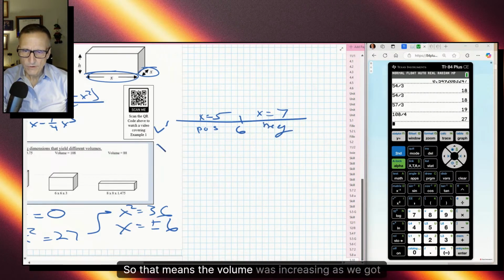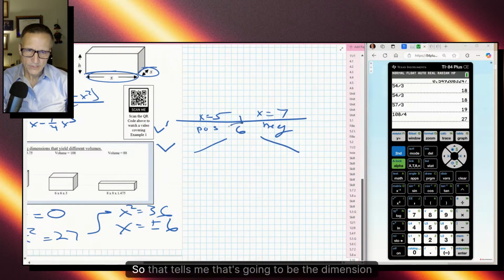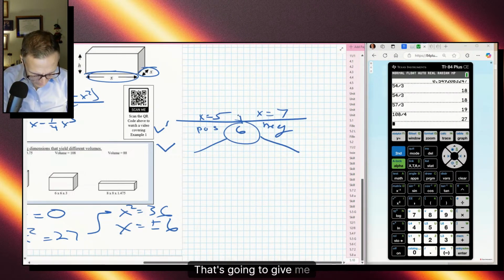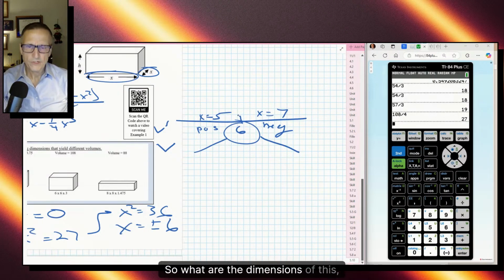So that means the volume was increasing as we got close to x equals 6, and then it decreased. So that tells me that's going to be the dimension for x that's going to give me my maximum value. So what are the dimensions of this?